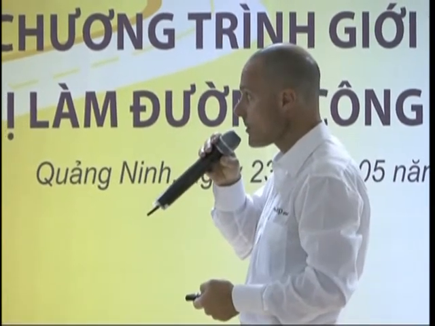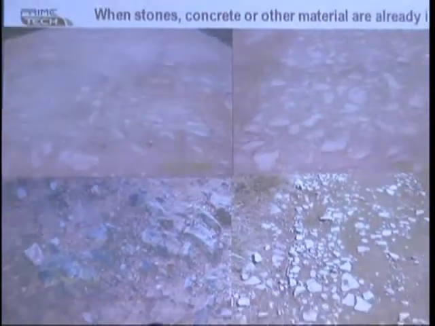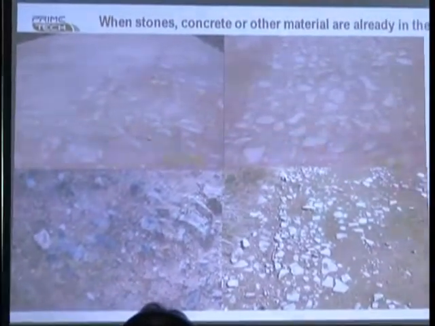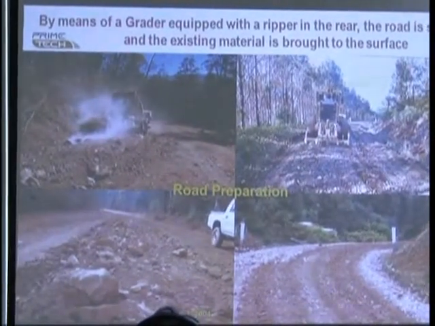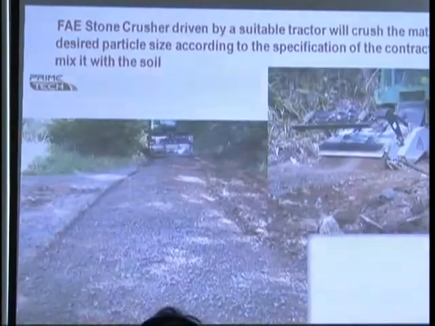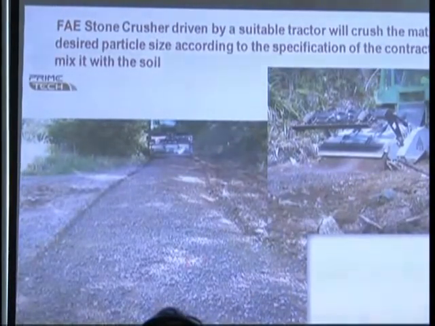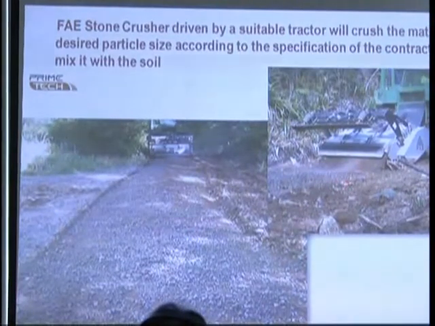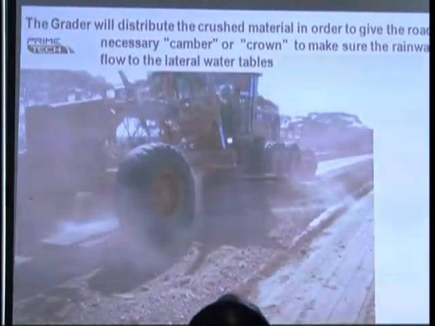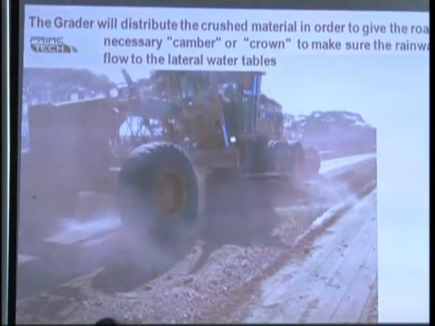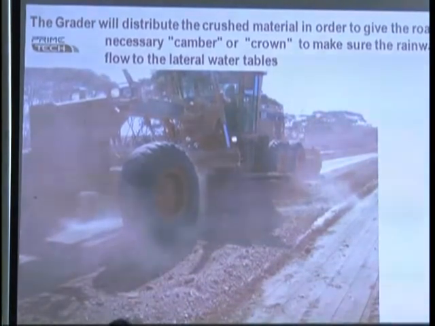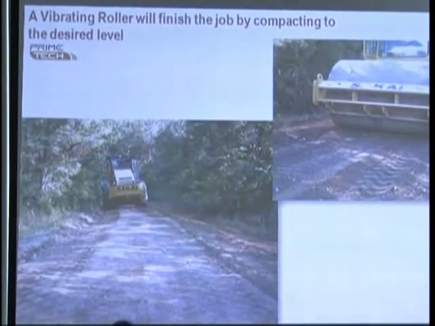You crush your rocks. This is, for example, some existing roads with rock of different size. So when you have this situation and the rocks are inside the soil, embedded in the soil, you rip, as I said, see, ripper, bring everything up. Everything comes up. Okay? And then you crush with the machine, see? And this makes all the same size, mixed with soil. After you finish that, you make a shape, which can be camber or can be only one side. And then you finish with a vibrating roller.